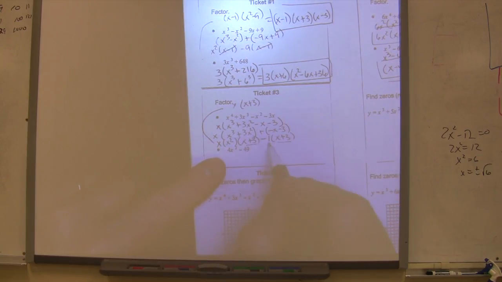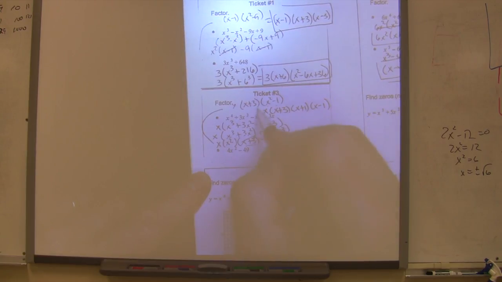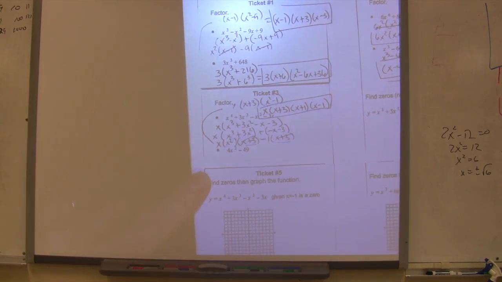And then I get an x squared. So those are gone, and I have x squared minus 1. And then because that's a quadratic, we should check it, and that fits the difference of two squares. I can take the square root of both. And so I still have that x and the x plus 3, but the x squared minus 1 factors into x plus 1 and x minus 1 for our final answer.